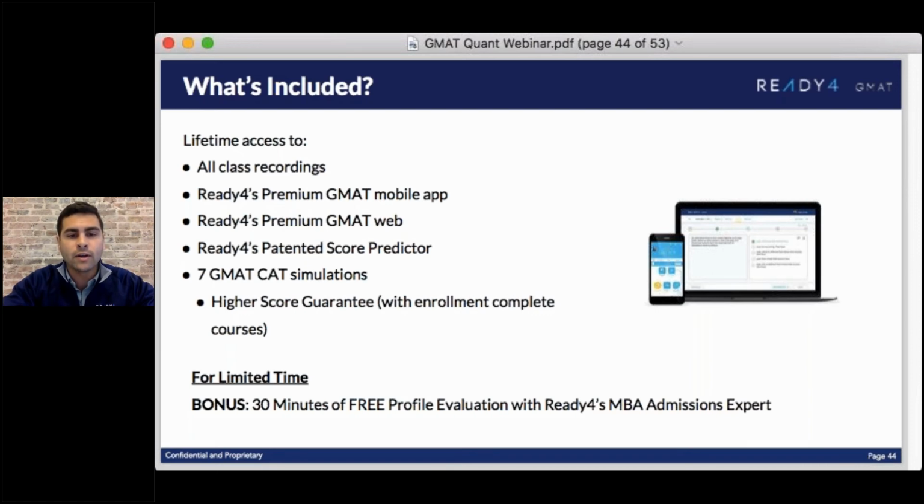And with any of our complete courses, you're going to have a free profile evaluation with Ready4's MBA admissions expert. We know that while a GMAT score is very important, it's just a piece of the puzzle of getting into your top programs. So having that chance to meet with an MBA admissions expert, we're going to tell you a little bit more about how to build your personal brand and how to set yourself apart from other candidates.